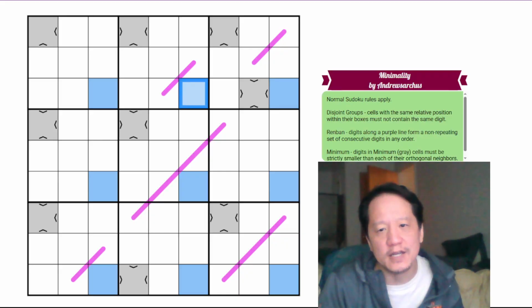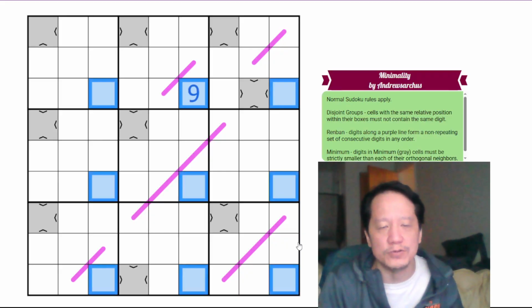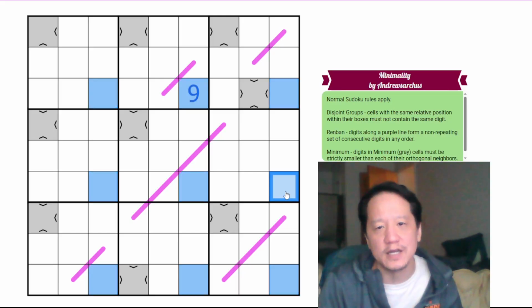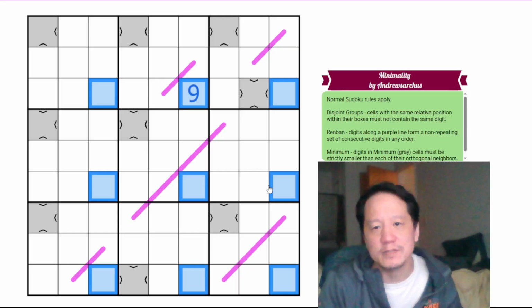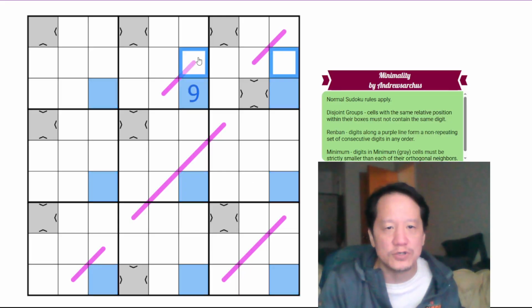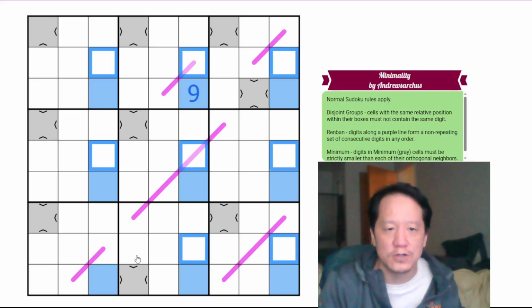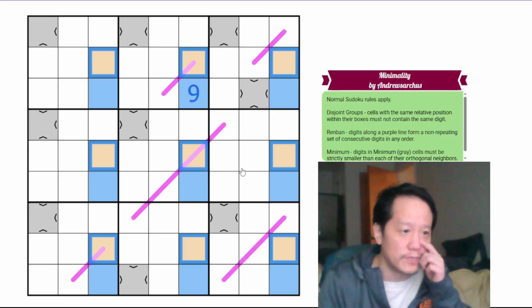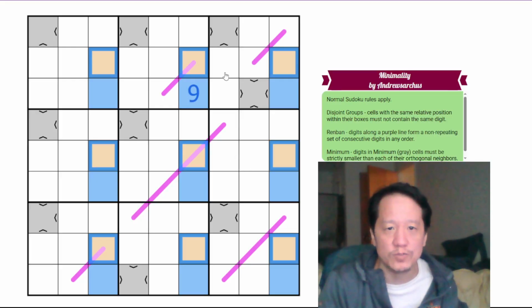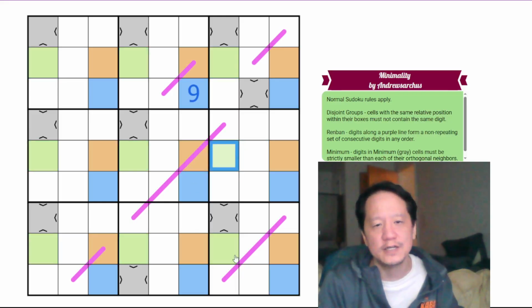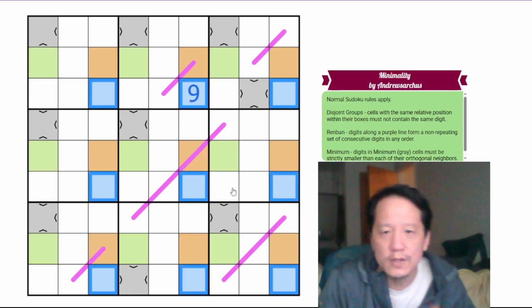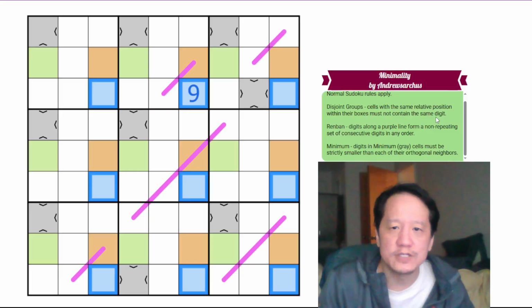So say you had a 9 here, that means in none of the other blue cells could you have a 9. Because again, the cells with the same relative position within their boxes must not contain the same digits. So it also works for these 9 cells here. These form a set that contains the unique digits 1 through 9. Same with this, etc., etc., right? So this is also a unique set that contains the digits 1 through 9 exactly once each. So that's an example of how disjoint groups works.